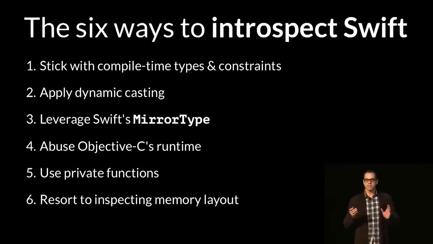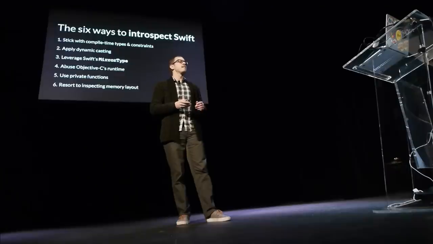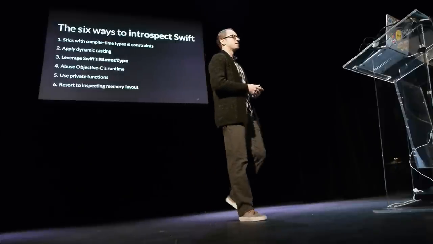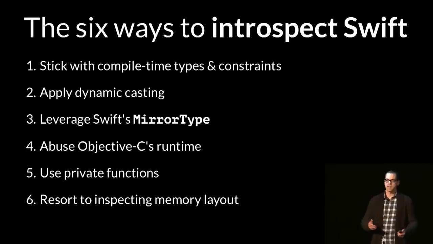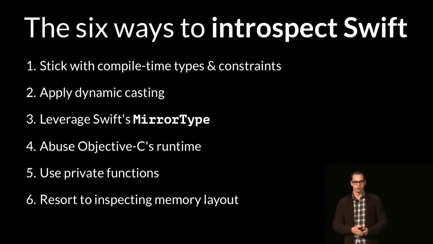I think that there are really six categories, six ways that we can introspect Swift. I'll go through them one by one here. The first one is to stick with what the compiler, the type system, the language and standard library give you. So it's really playing by the rules. We can look at applying dynamic casting. Dynamic casting is anytime you see the as, with inflection, the as question mark. It's when you're trying to dynamically cast a type into something else. We could leverage Swift's Mirror type. So Swift actually has some official built-in support for reflection.